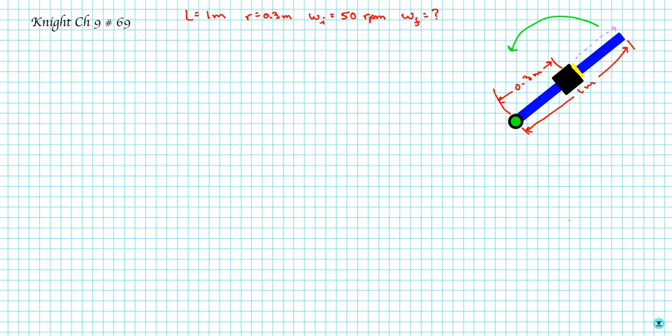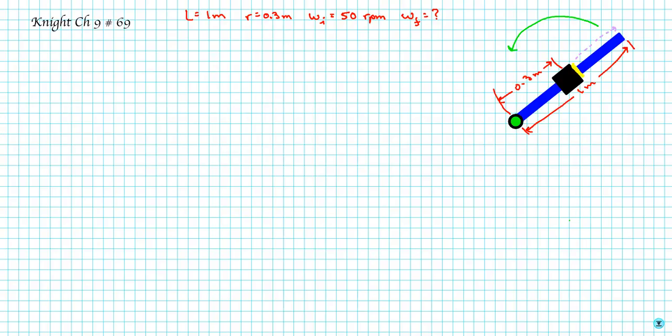All right, so here's chapter 9, problem number 69, where it says a 1 meter long massless rod is pivoted at one end and swings around in a circle on a frictionless table. A block with a hole through the center can slide in and out along the rod. Initially, a small piece of wax holds the block 30 centimeters from the pivot.